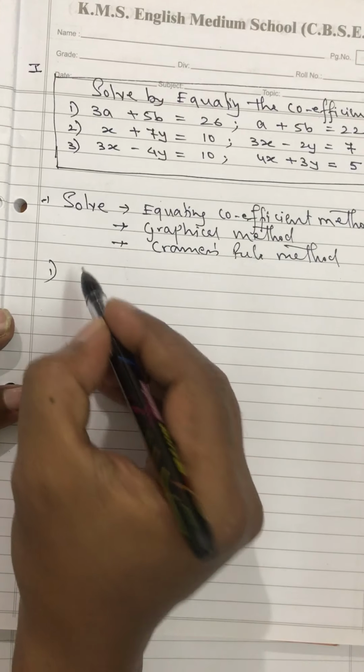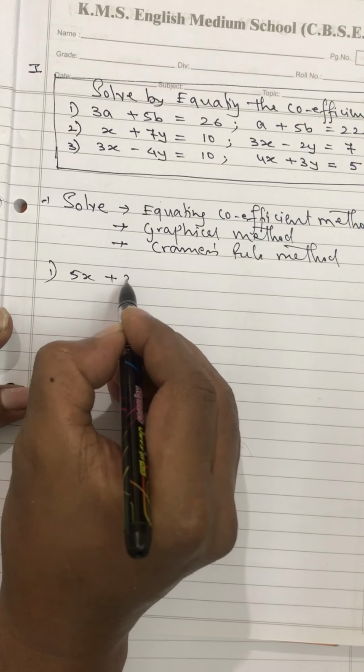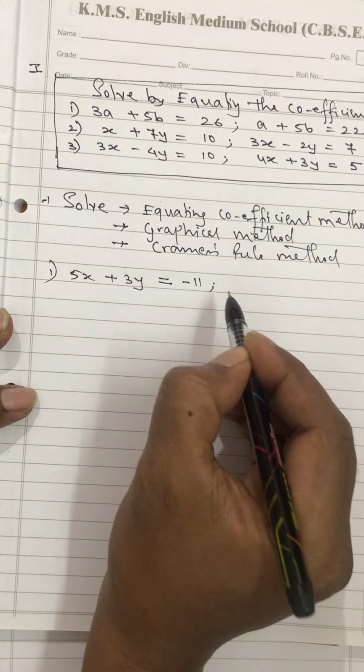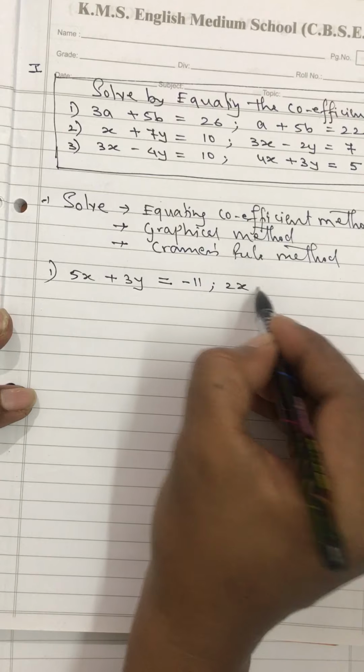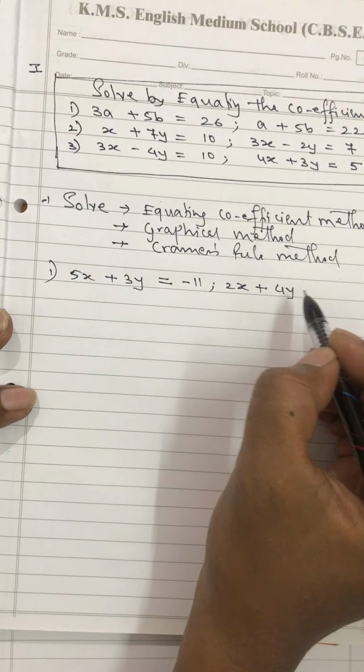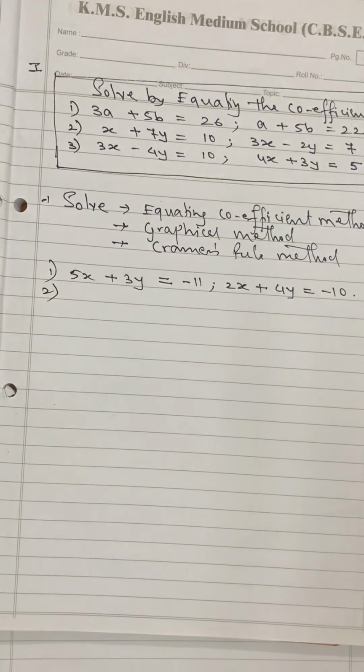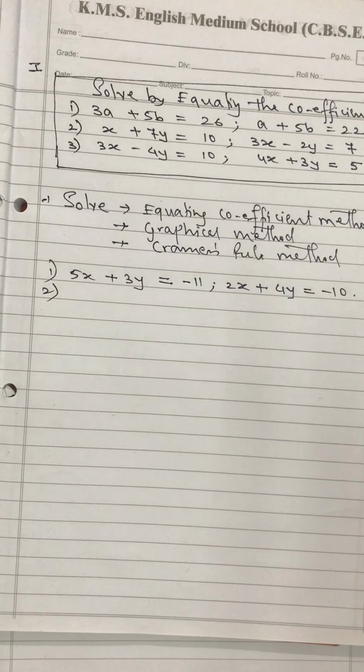Okay. One is 5x plus 3y is equal to minus 11. 2x plus 4y is equal to minus 10. And I am going to give you a few more.